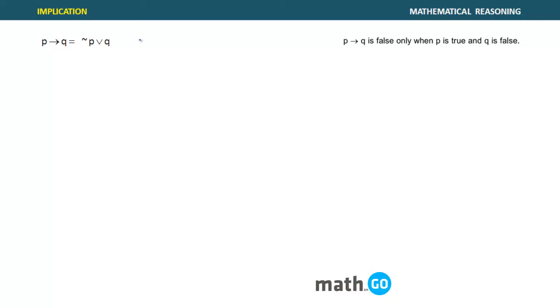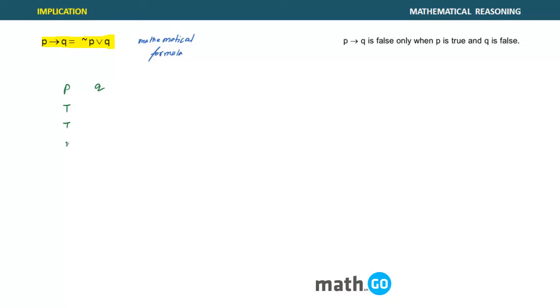Let us see what is the mathematical logic behind this, or the mathematical formula for this. The mathematical formula is this, which you people have to remember. P implication Q is nothing but negation P or Q. Now we also said that P implication Q is false only when P is true and Q is false. Just quickly see this with the help of your truth table.